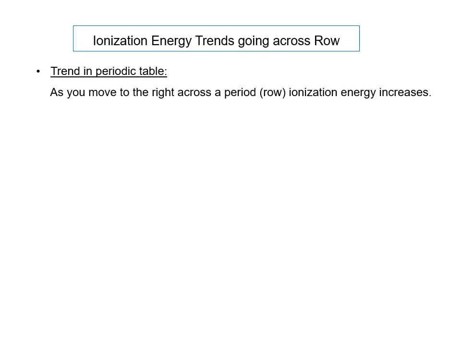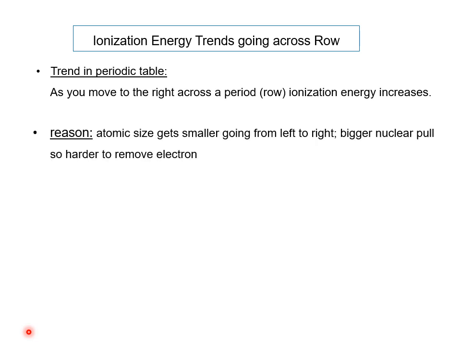All right, so let's go ahead and look at the trend in ionization energy as we go from left to right. As we move from left to right across the period, ionization energy increases, which means as we go from left to right, more energy is required to remove that electron from the element. So let's look at the reasoning for this. The reason behind this is the same as the reasoning we saw in the previous slide for atomic size. As we go from left to right, remember that atomic size gets smaller, and so there is a bigger nuclear pull, which makes it harder to remove the electron.